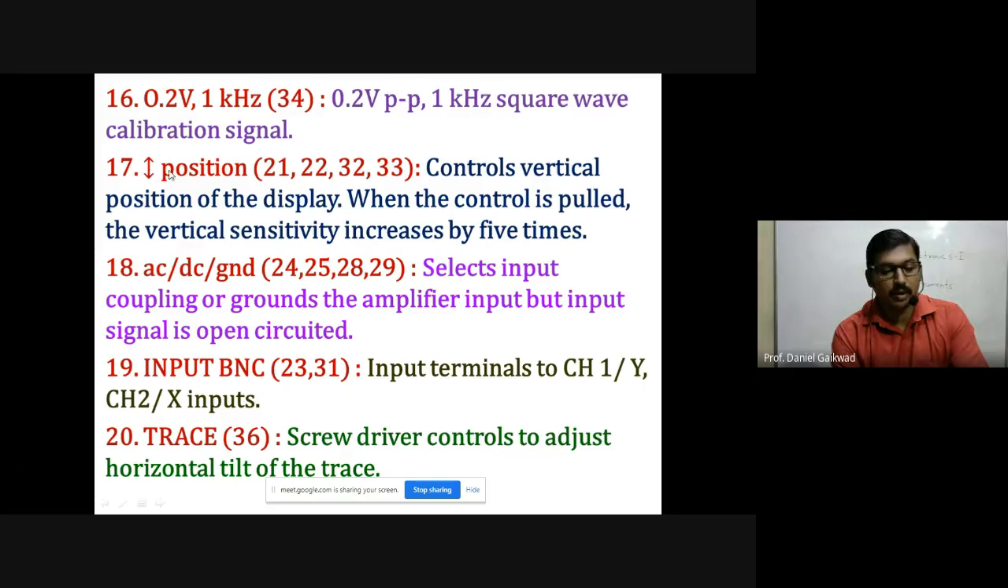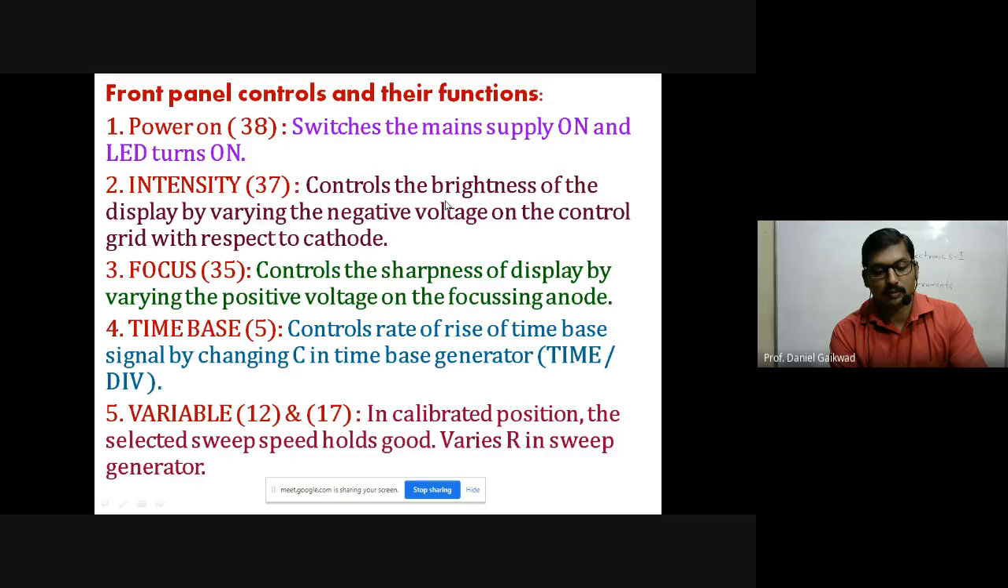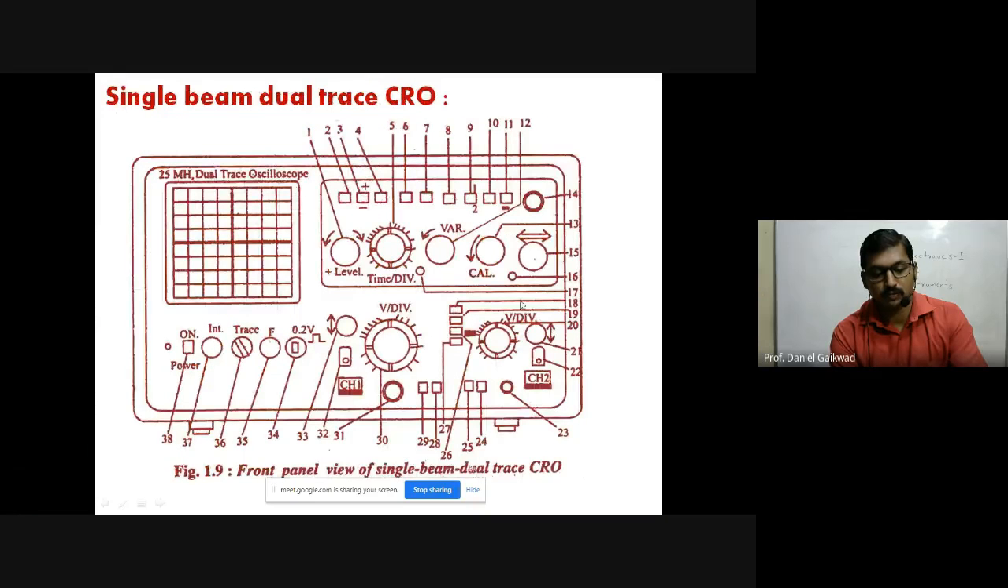And number 17, this is vertical arrow position. Vertical arrow position is similar to horizontal arrow position. 21, 22, 32, 33, and these will be pairs here. For channel 1, we have 21, 22, and for channel 2, we have 32 and 33. Let us check the diagram here. Check carefully.